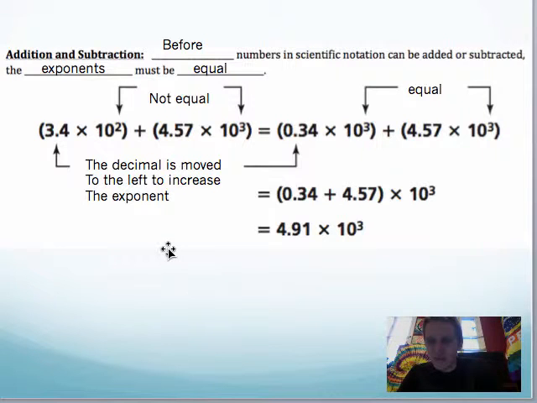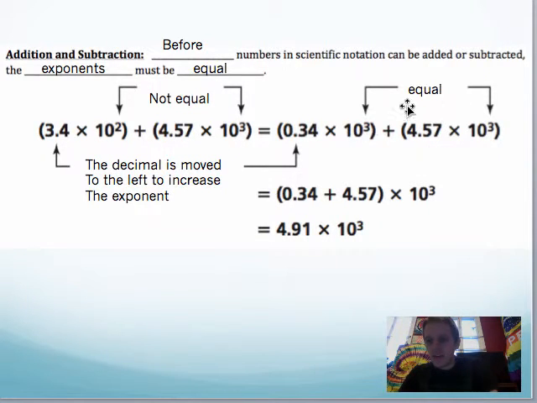So when adding and subtracting scientific notation, it's easier to get those power terms to be the same, 10 to the third power. All you need to do, anytime you're increasing the exponent, you want to move the decimal place to the left. So anytime you're increasing that exponent, move that decimal place 1 to the left.